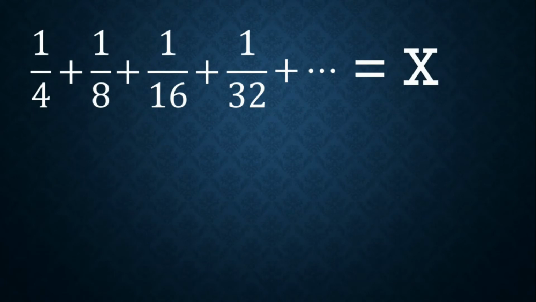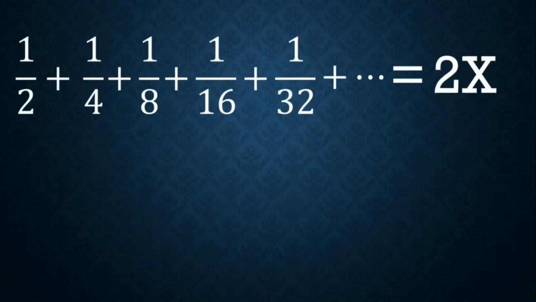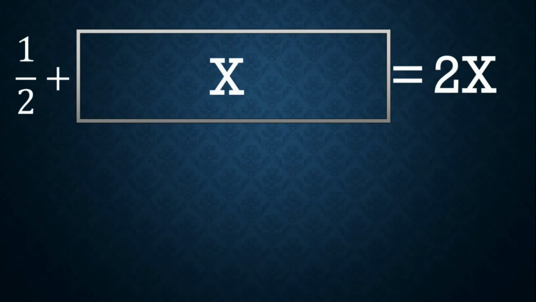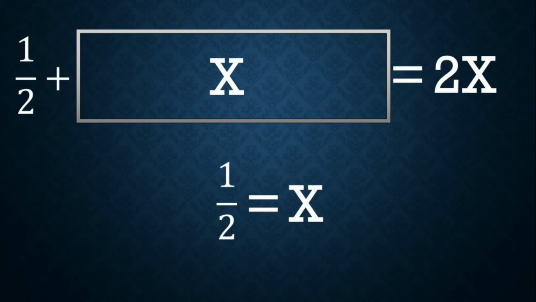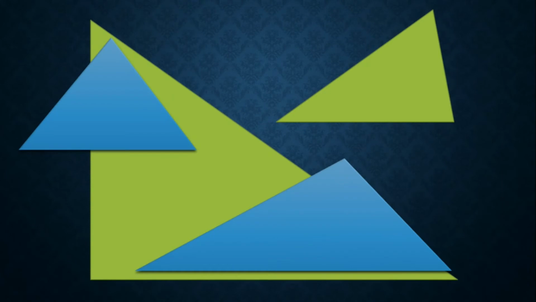The next thing we want to do is to multiply both sides by 2. Okay, see these terms? They are the original sum. So we can substitute it with our x. Simplifying yields the result that x is equal to 1/2. Nice. So how does this apply to the triangle?